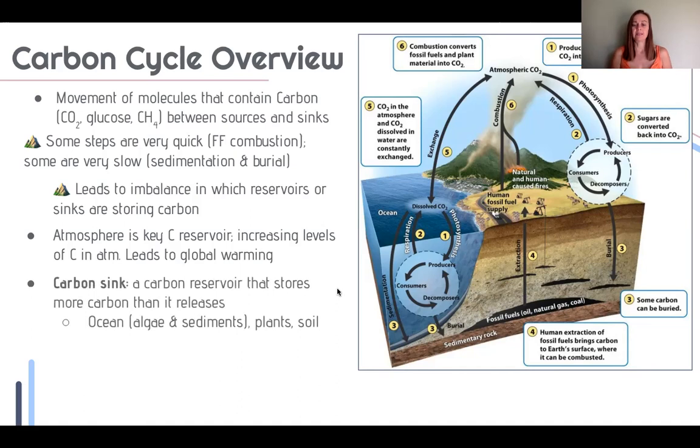So when we talk about a sink, we're talking about a reservoir that stores more carbon than it releases. So the ocean is going to store more carbon than it releases. The algae and the sediments, because the decomposition that occurs in the ocean is not going to release carbon dioxide back into the atmosphere.